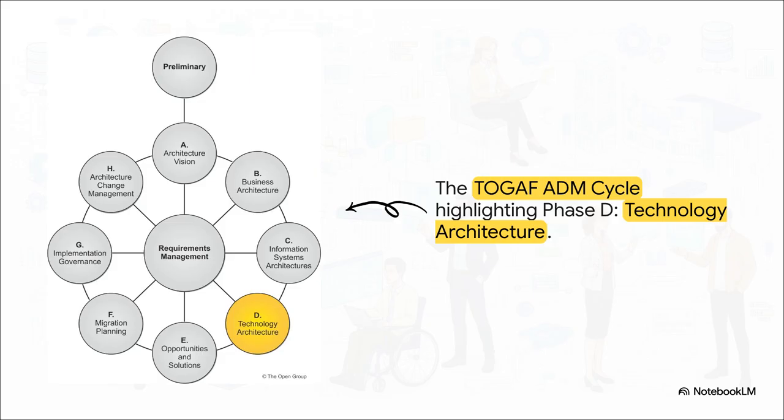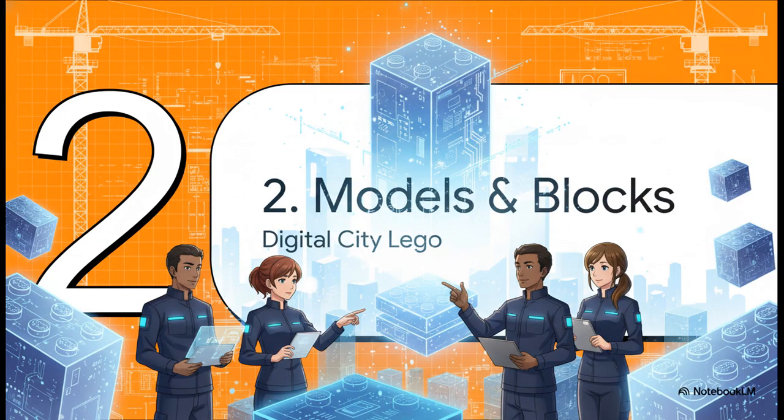So the core objective here is to develop a target architecture that actually delivers on that business vision using concrete technology components and services. Basically, we are defining the actual hardware, the software, and the networks that make the business tick. Moving on to Section 2, models and building blocks, the Lego of our digital city.